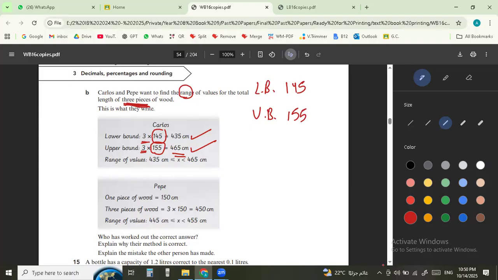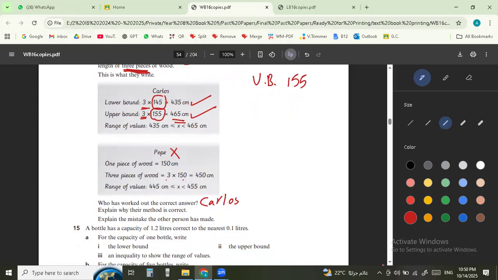That's what Carlos did. But Pip actually did what? He said 1 piece of wood is equal to 150. So he multiplied 3 by 150, 450. And he said this. Is he correct? Definitely no. So who has worked out the correct answer? Carlos. Explain why. Because they are requesting the range.